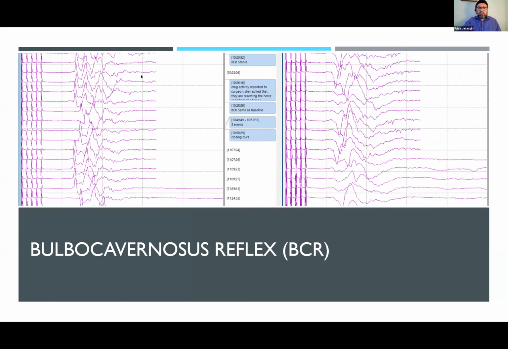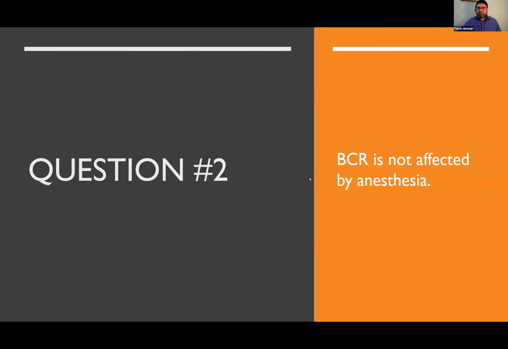If you look at the stack of BCR responses on the left and right, the stimulation is in the midline, so it's a midline stimulation. It's very difficult to stimulate the left and right sides separately; it's not possible. But for the recording, you can record left and right separately, with a pair of electrodes on the left sphincter and a pair on the right sphincter.